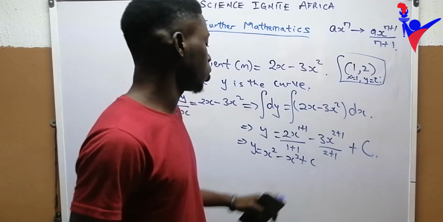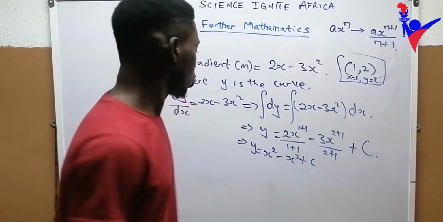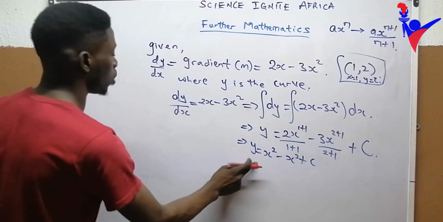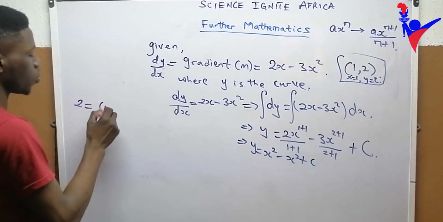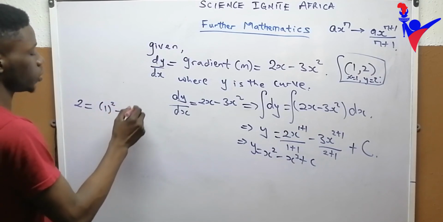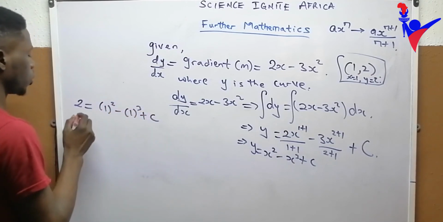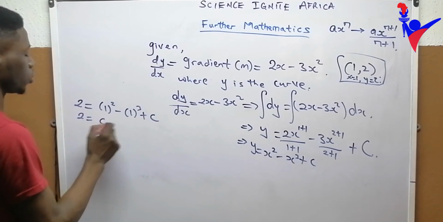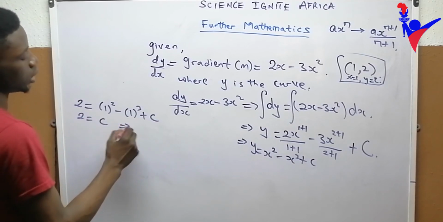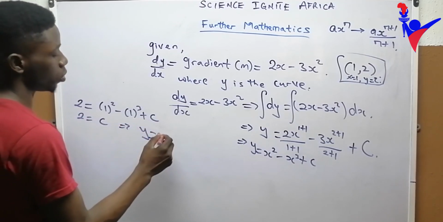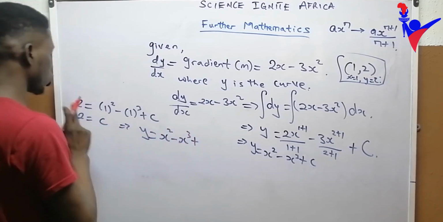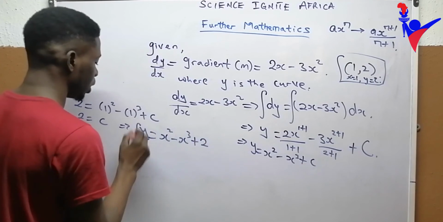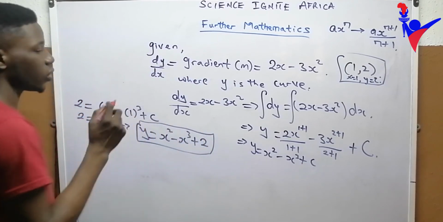So all I just have to do is insert it inside this place. When x equals 1 and y equals 2, I'll have 2 equal to 1 raised to the power 2 minus 1 raised to the power 3 plus c. If you do this very well, this implies that 2 is equal to c, which implies that y is equal to x raised to the power 2 minus x raised to the power 3 plus 2. And this is the equation of the curve as expected.